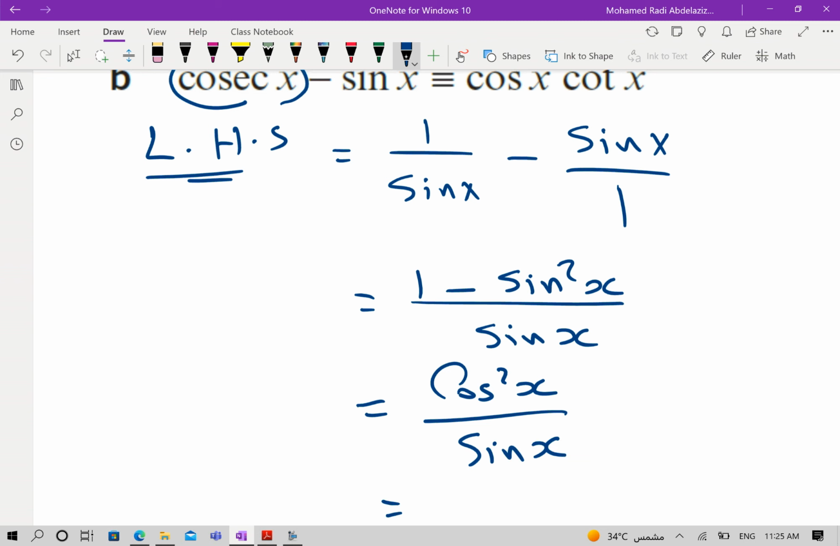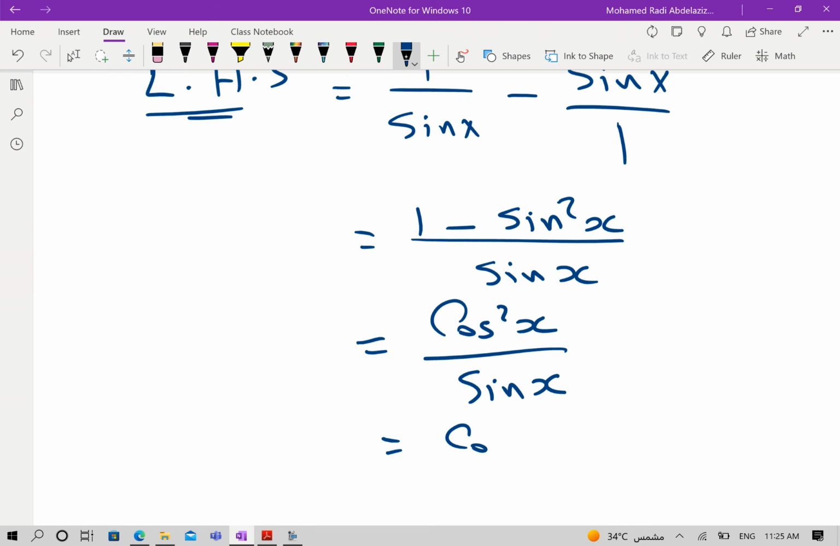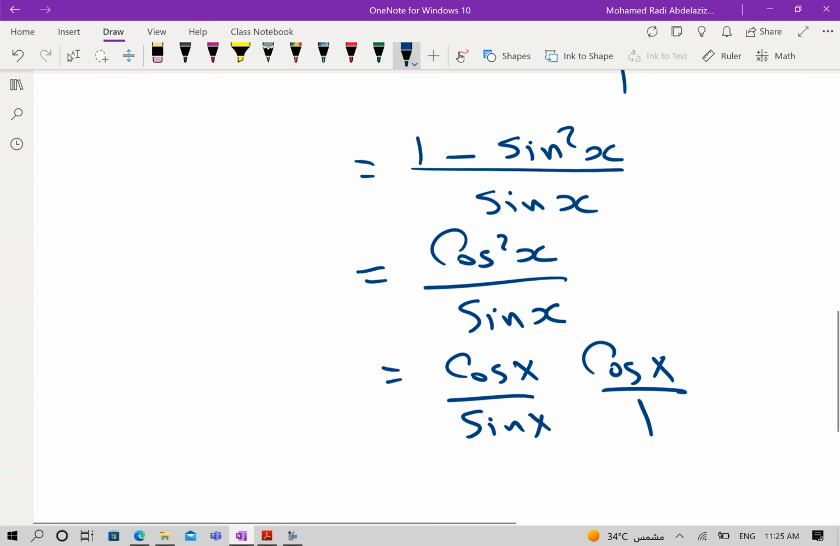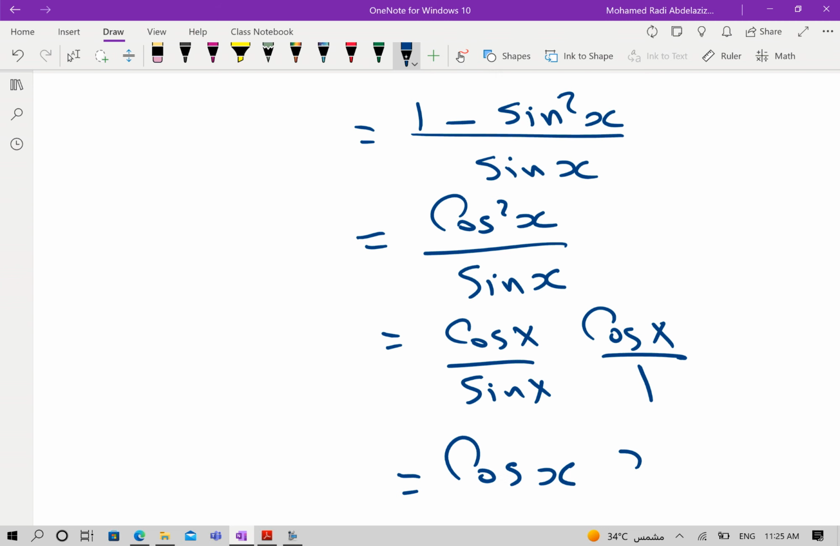Look at the right side. You want it to be a product, multiplication, so split. We split the cosine squared into cosine x multiplied by cosine x. Cosine x and cosine x over sine x. Cosine x over sine x is what? Cotan. And the cosine x, keep it. So the final answer is cosine x cotan x. This is the right hand side.